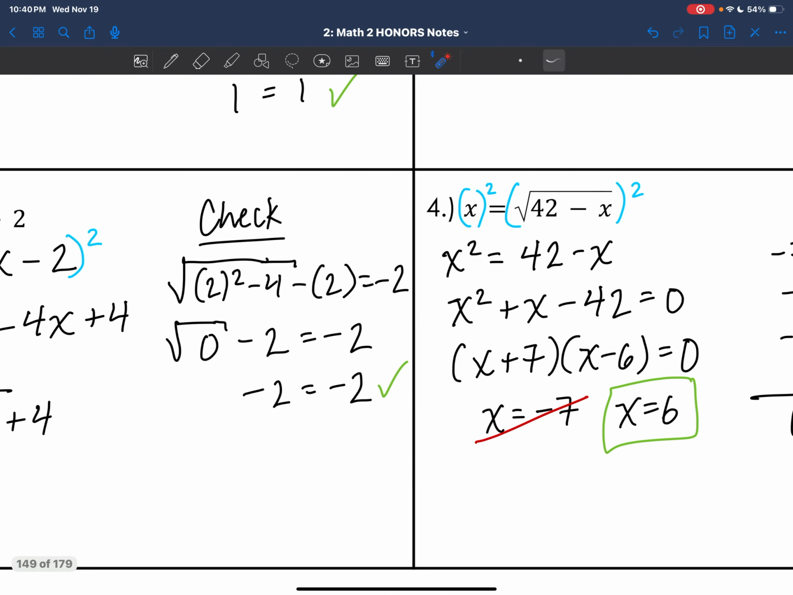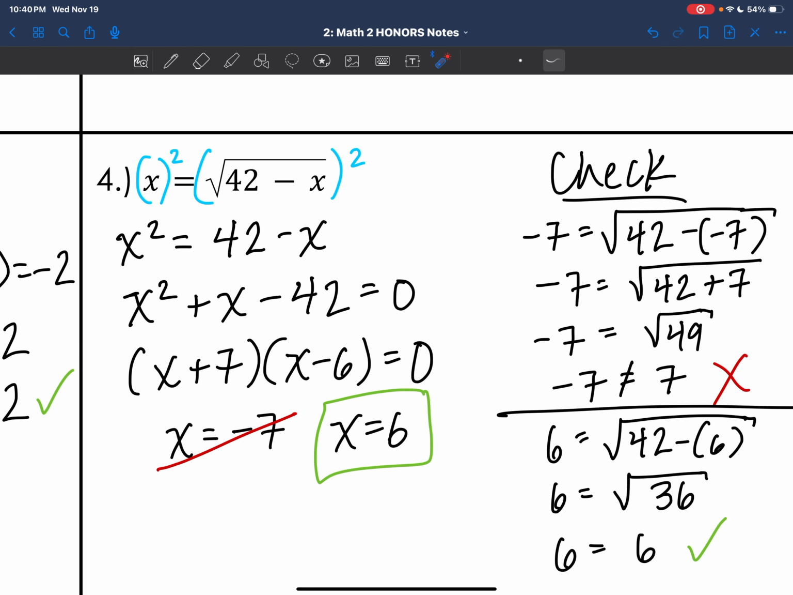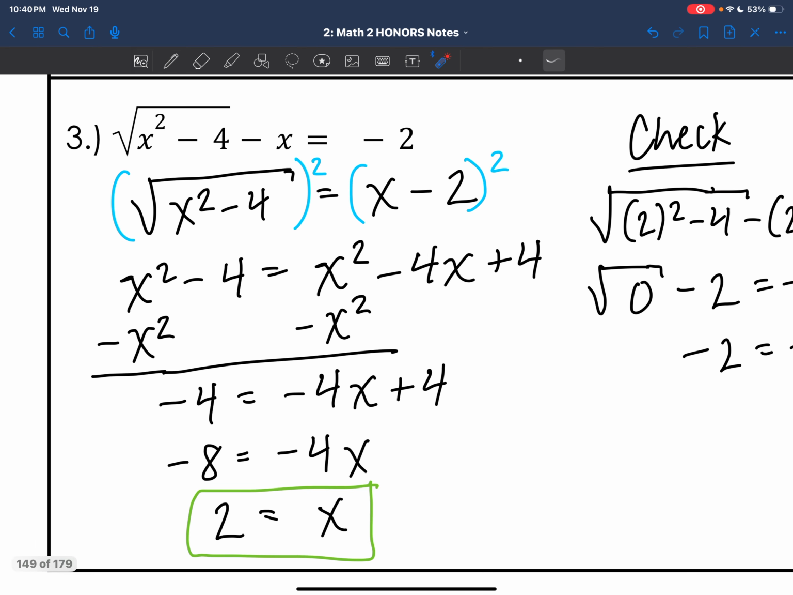All right, and let's check this one. Now, this one, I've got x equals, and your radical's already isolated. So since it's already isolated, we can go ahead and just square it right away. And you're going to get x squared equals 42 minus x. So now, here we didn't have to set it equal to 0 because your x squared's canceled out and you're just left with the x.